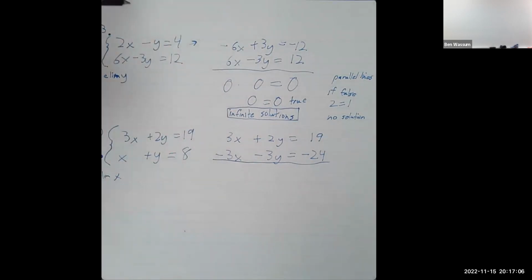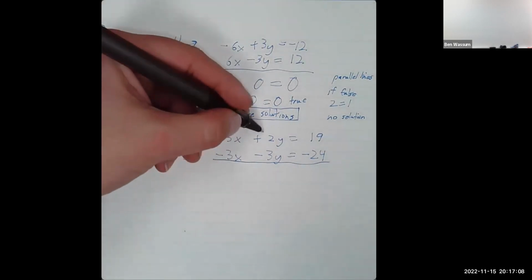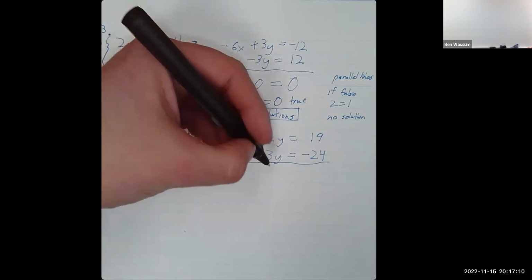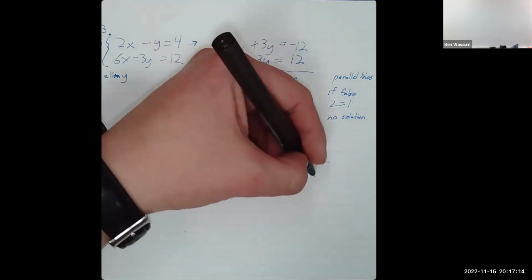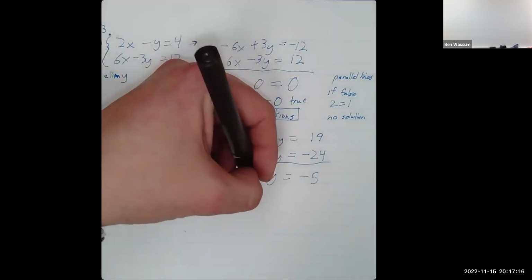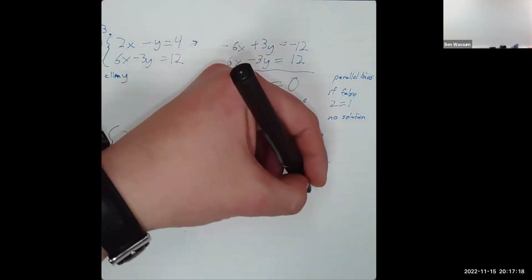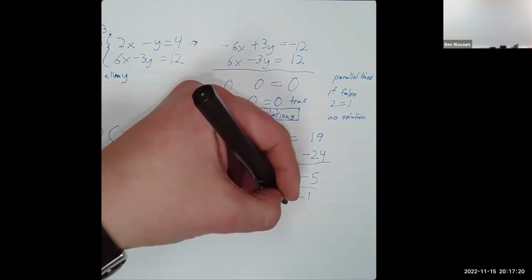These guys combine, the x's eliminate. 2y minus 3y is negative y. 19 minus 24 is negative 5. You divide both sides by negative 1, and we get y is equal to 5.